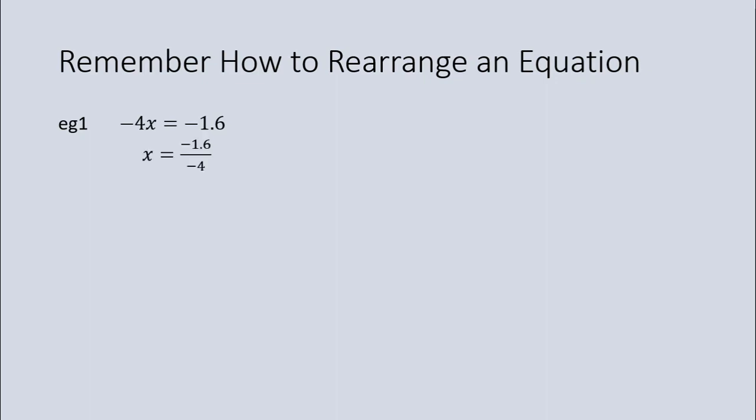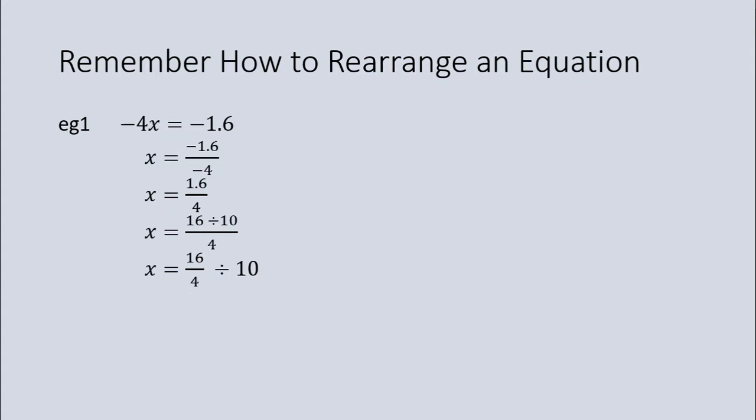So x equals -1.6 divided by -4. As we've learned this lesson, a negative divided by a negative will be positive. So this is 1.6 divided by 4. But we still need to do that division. It may help to treat 1.6 as 16 divided by 10. And then just simply do 16 divided by 4 and divide your answer by 10. 16 divided by 4 is 4, so 4 divided by 10 is 0.4. X must have a value of 0.4.